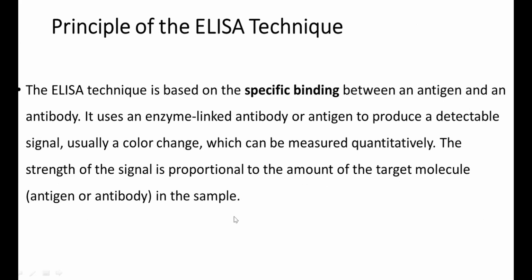Let's talk about the principle behind the ELISA technique. The ELISA technique is based on the specific binding between the antigen and the enzyme-conjugated antibody. When that enzyme-conjugated antibody binds in the antigen-antibody interaction, it gives a signal, and usually that signal is a color change, which can be measured quantitatively.